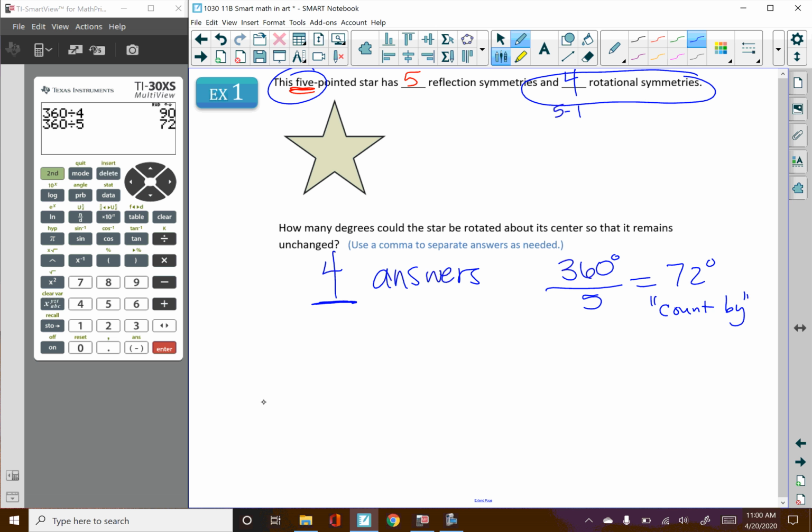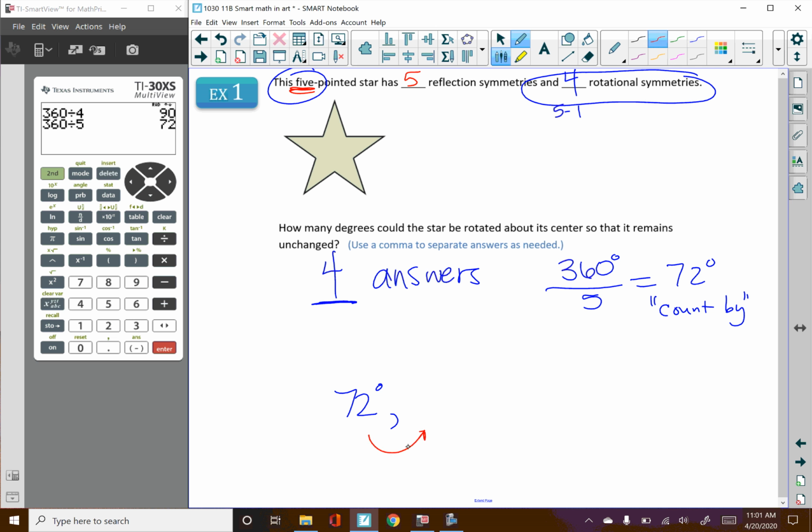So our first answer is 72, and you'll put a comma between your answers when you're typing it into MyMathLab. I don't think you'll have to type in the degree symbol or anything though. I was looking in MyMathLab and it just has the degree symbol there for you. So you'll just type in the number 72. Okay, so that was our first answer, and we're just going to keep counting by 72.